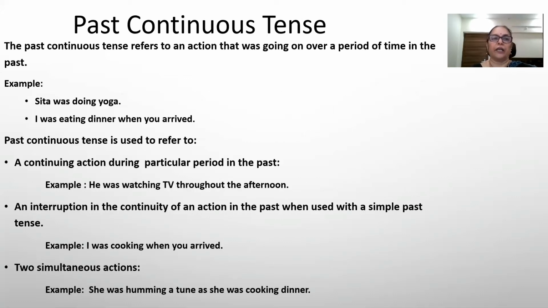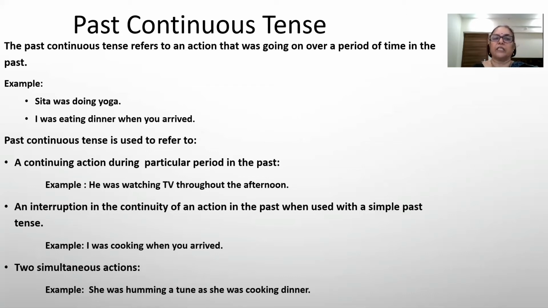Next, past continuous tenses. These past continuous tenses refer to an action that was going on for a period of time in the past, continued for some more time in the past. Sita was doing yoga. She is not doing now, she was doing. And I was eating dinner when you arrived, continued for some time.